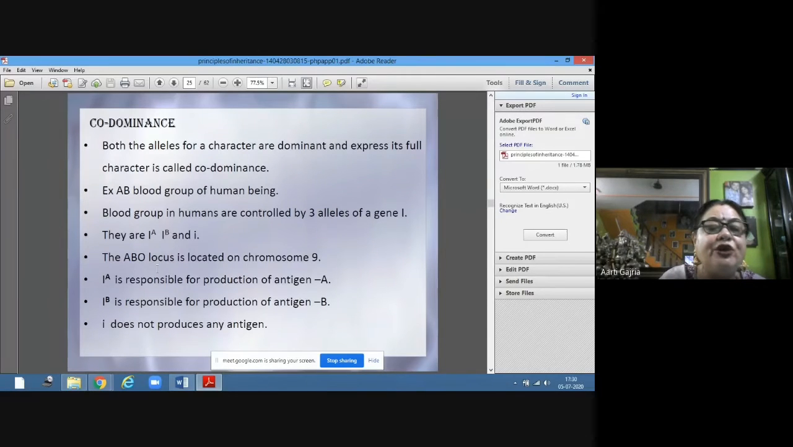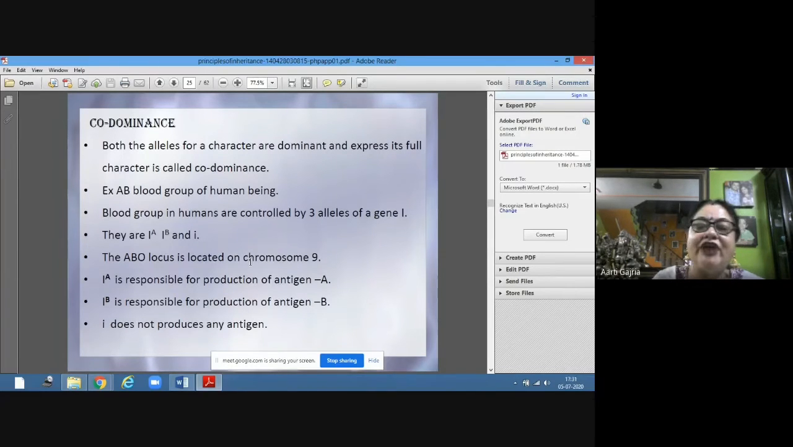The ABO locus is located on chromosome 9. Now, what is locus? Locus is the position on the chromosome where the genes are present. In NCERT, you will find the word locus in exercise questions. So locus is the location of that gene on that chromosome. So these are present on chromosome 9. As I told you, we have 46 chromosomes, but these 46 chromosomes are present in 23 pairs.